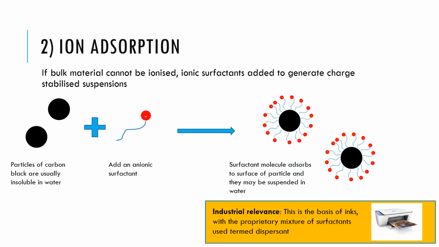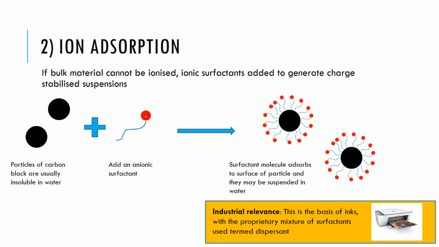Now, if we have a particle that doesn't have the right chemistry to be ionized, then we can adsorb small molecules onto the surface of that particle through other interactions. And a classic example of this are particles of carbon black. These are inherently insoluble in water, right? Particles of carbon do not want to dissolve in water. They're a very hydrophobic material, okay, so they don't like water.